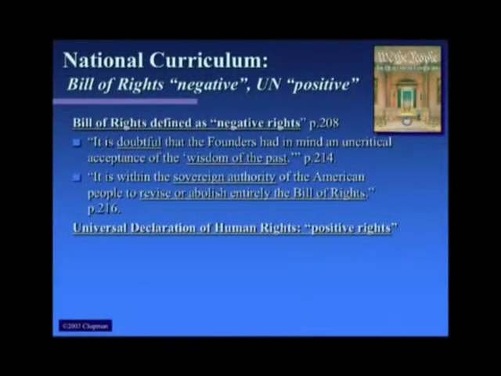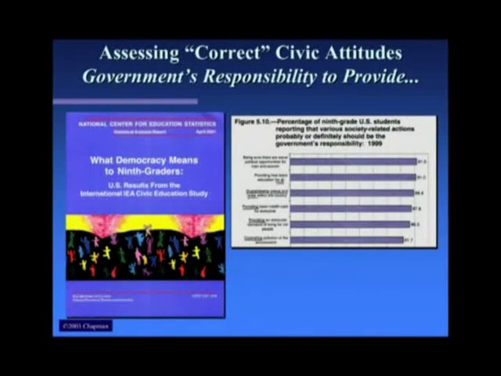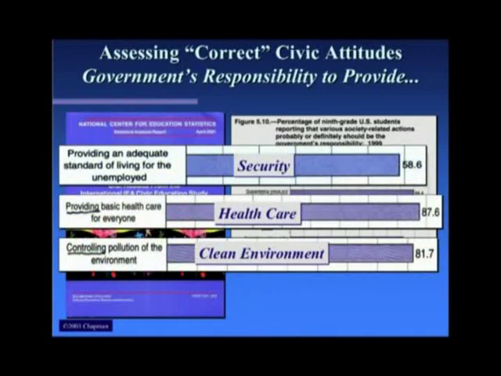What did they promote? The positive rights, the Universal Declaration of Human Rights. Why? Because instead of preventing the government from acting, they require it to act to ensure such things as economic security, health care, and a clean environment for its citizens. Isn't that wonderful? Well, see, folks, this is exactly what we're teaching and assessing our children, to ensure that they now believe it's government's responsibility to give us security, health care for all, and a clean environment. Government becomes God.